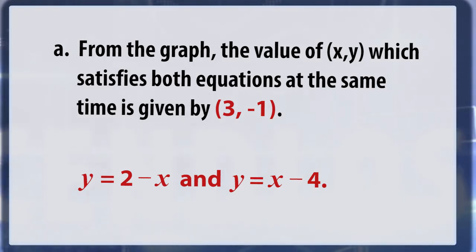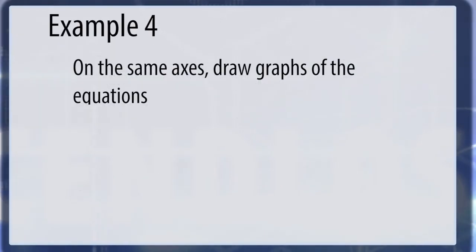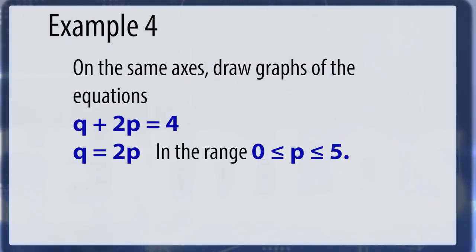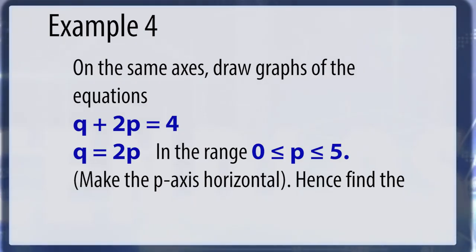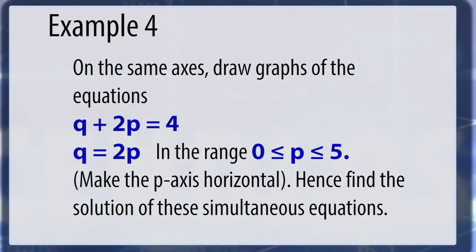Shall we take a look at another example? On the same axis, draw the graphs of the equations q plus 2p is equal to 4 and q is equal to 2p, in the range 0 is less than or equal to p, which is less than or equal to 5. And we are supposed to make the p axis horizontal and find the solution of these simultaneous equations.